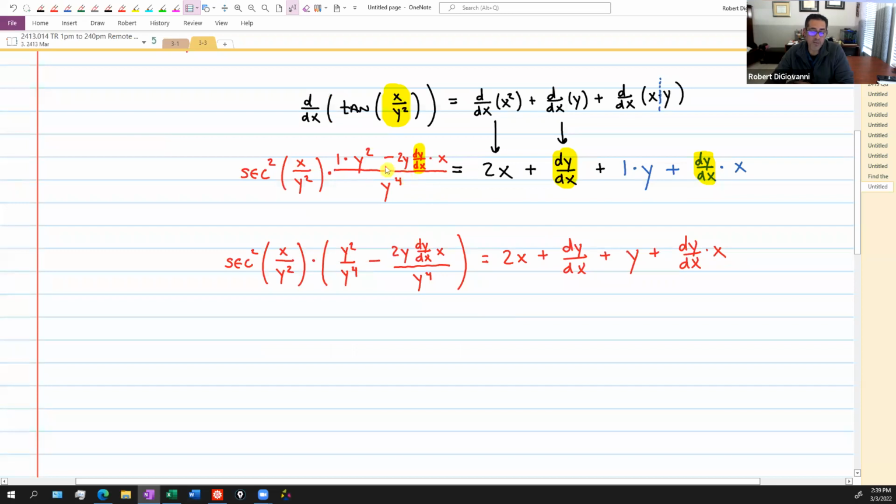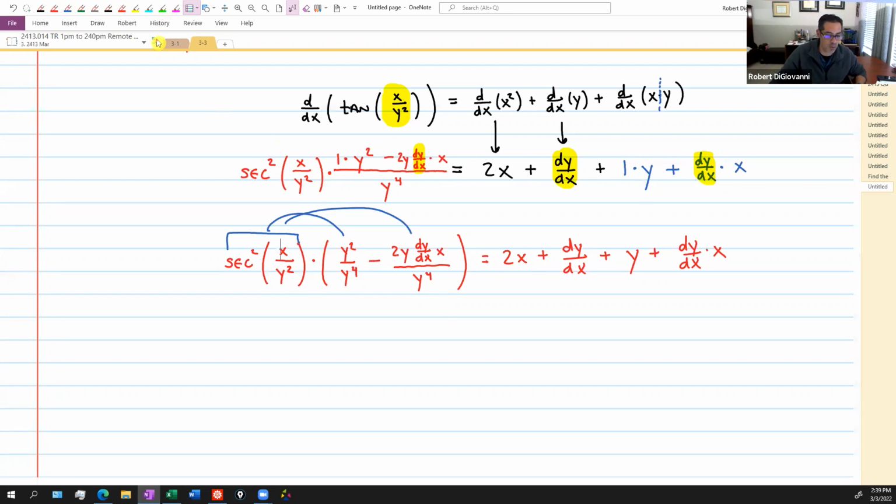So the reason I put this into two fractions is that now I can take this entire secant squared and distribute it through here, and that will allow me to free this dy/dx up. I'm going to run out of time. Let's leave this one for now because I'm out of time. You're going to have an opportunity in your homework to do this.